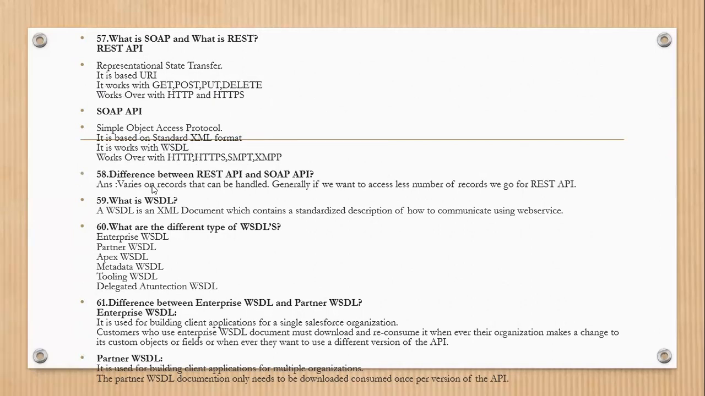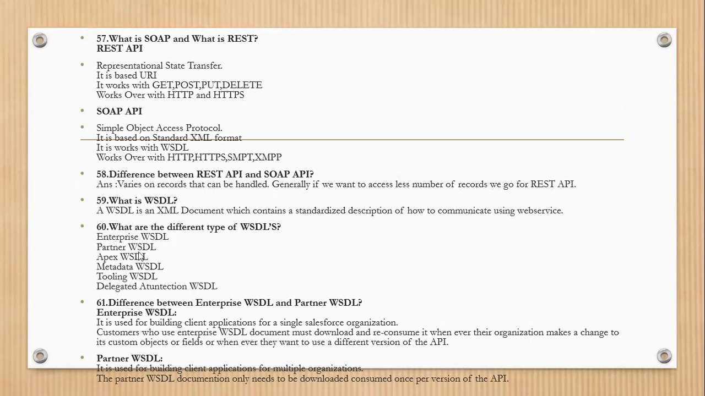The difference between the REST API and the SOAP API: it depends on the number of records that can be handled. Generally, if we want to access a smaller number of records, we go to the REST API. What is the WSDL? WSDL is an XML document which contains a standardized description of how to communicate using the web service.